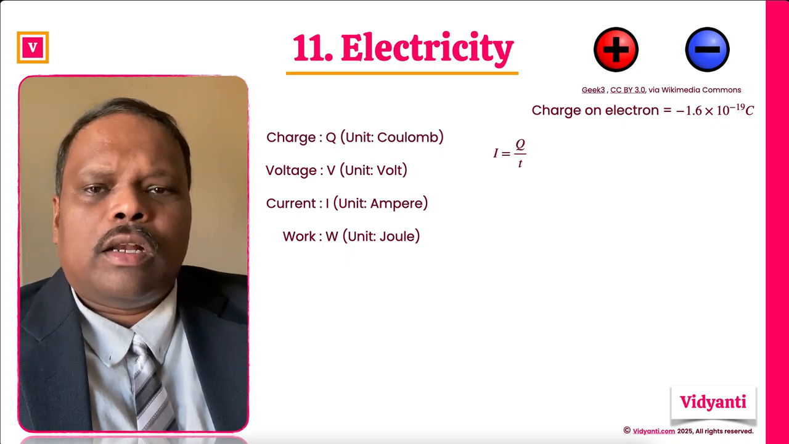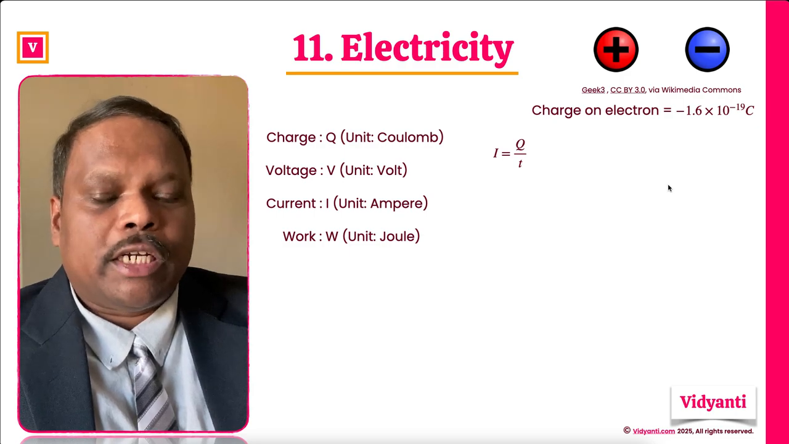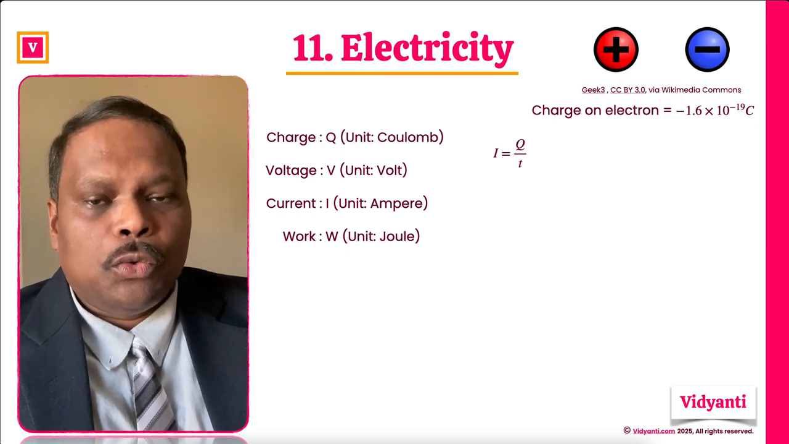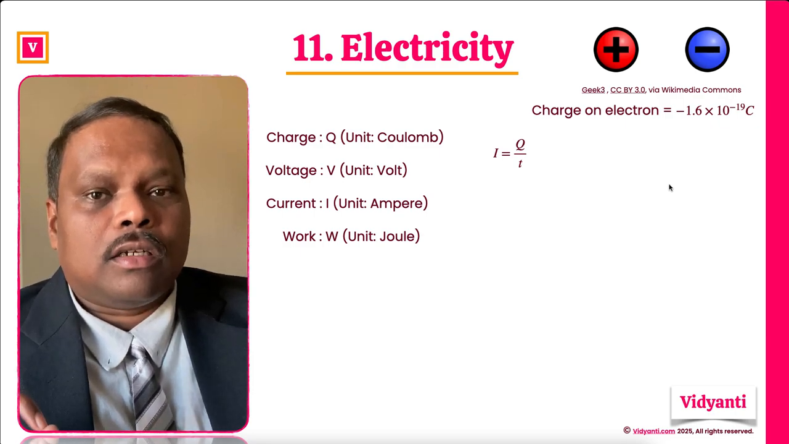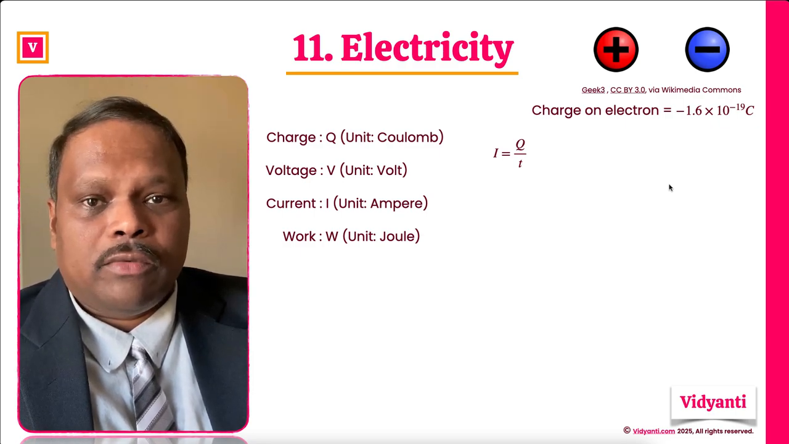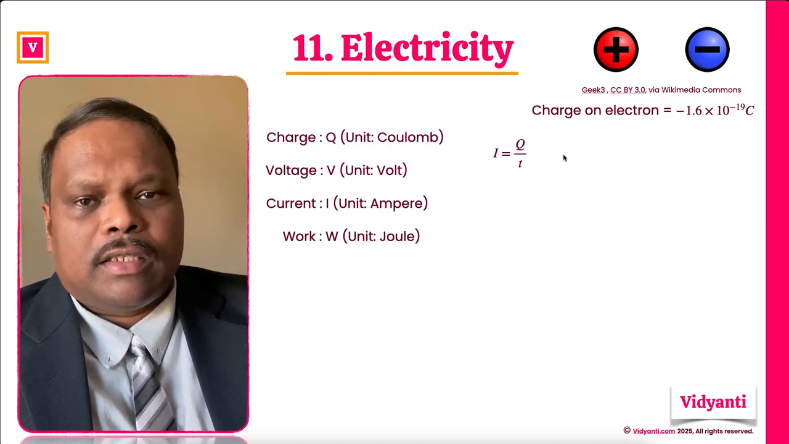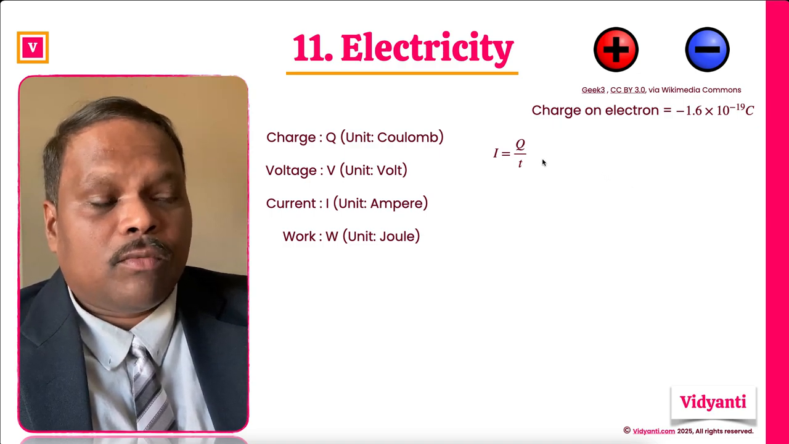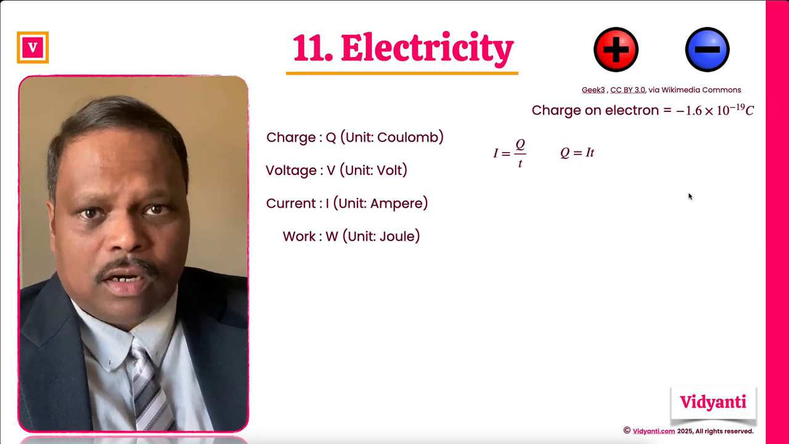Now let's see the first formula. Current is nothing but flow of electrons in unit time, so it will be Q, which is charge, divided by time. So the first formula is: ampere, which is current, is equal to charge divided by time. The same formula can be expressed in a slightly different format. You can say Q is equal to I times T, which is cross multiplication.